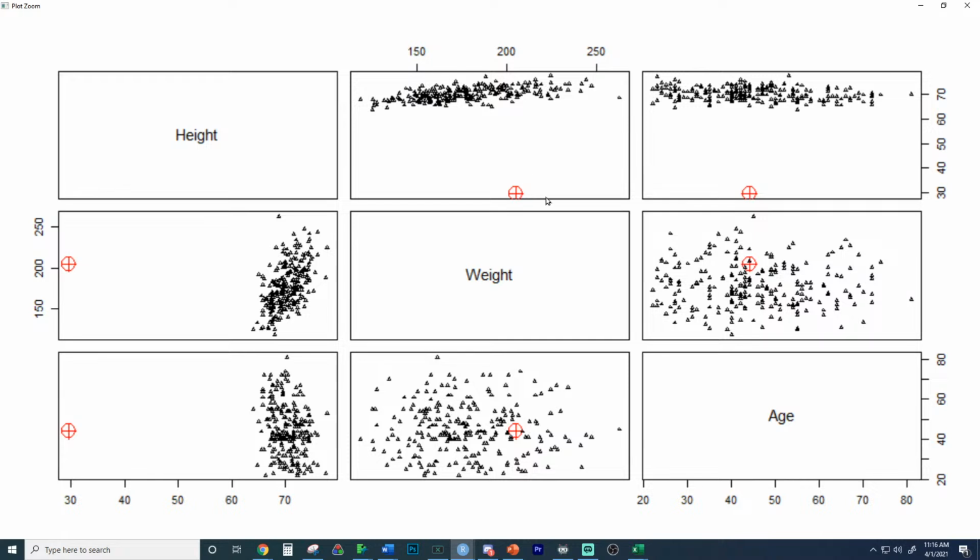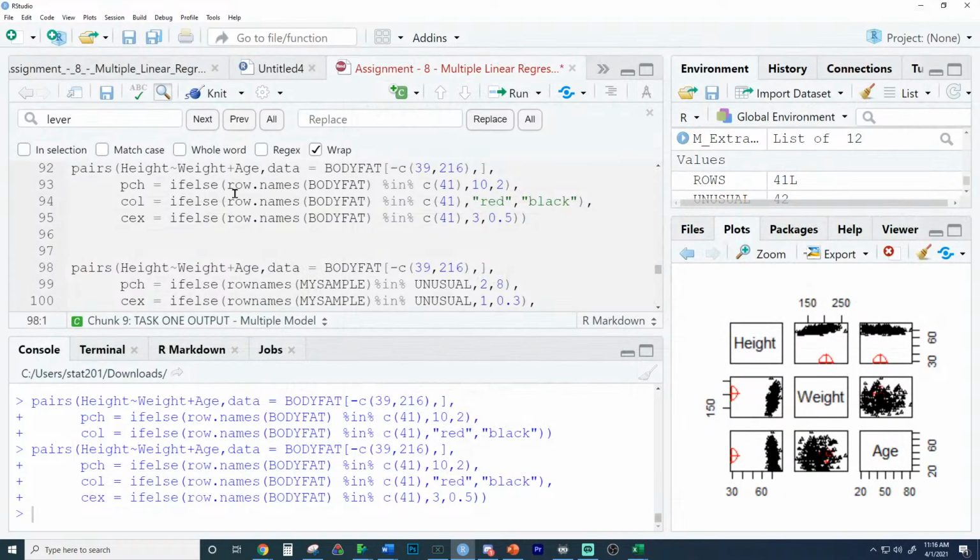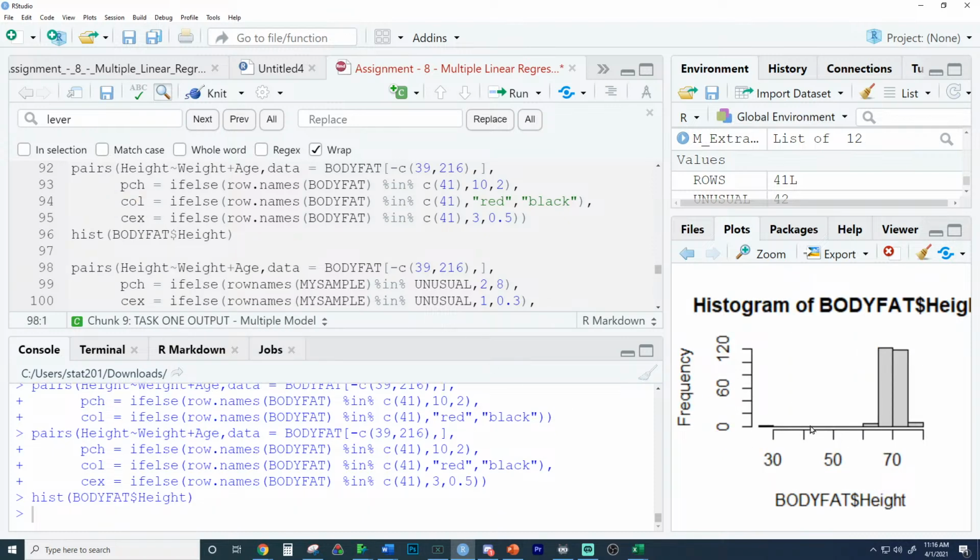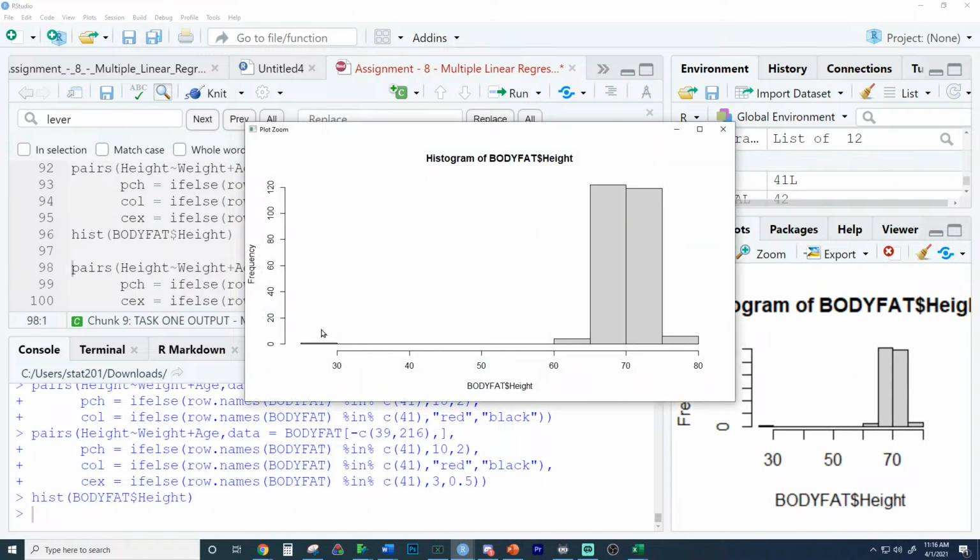In the univariate sense, they're very unusual in their height. Exactly. And then in the multivariate sense, they're very unusual in their height-weight combination and their height-age combination because they're far away from the density of this cloud. If you look at the univariate sense, if we just go to a straight histogram of body fat height, you'll see them right over here. So in the univariate sense, they're super unusual because they're very, very far away.